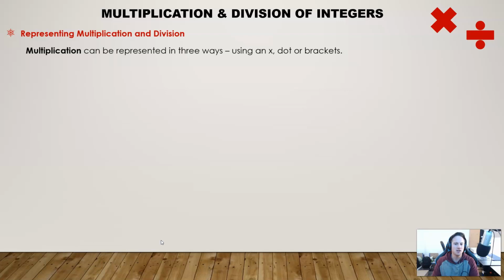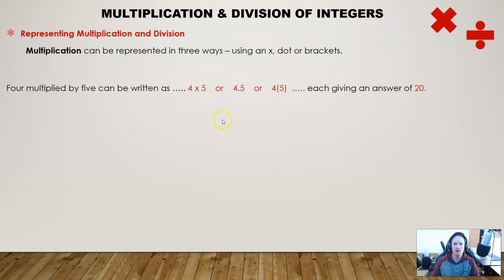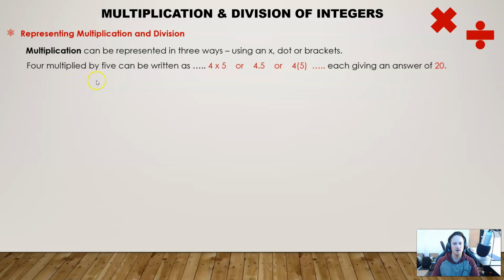Multiplication can be represented in three ways, using an X or a multiply symbol, which is what you're used to, but also by a dot or by brackets. So 4 multiplied by 5 can be written as 4 times 5, or 4 with a dot 5, which means multiply, and 4 bracket 5. If two numbers are next to each other and separated by brackets, that also means multiply. All of those have the answer 20.